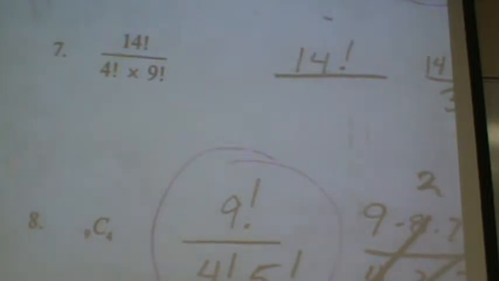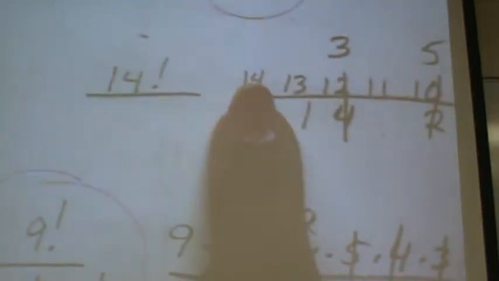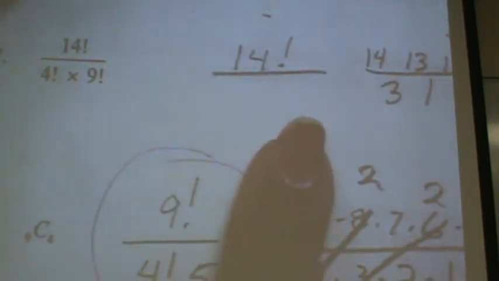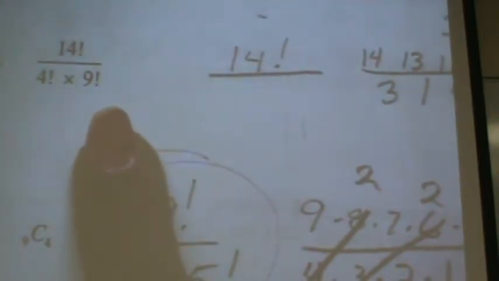You guys did very well on these factorial ones. 14 factorial is 14 times 13 times, keep going. 4 factorial is 4 times 3 times 2 times 1. 9 factorial is 9 times 8 times 7 times 6 times 4 times 3 times 2 times 1. You can cancel, or you can use your calculator to find the answer. It's 10,010.